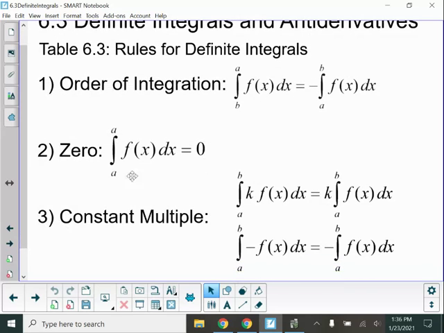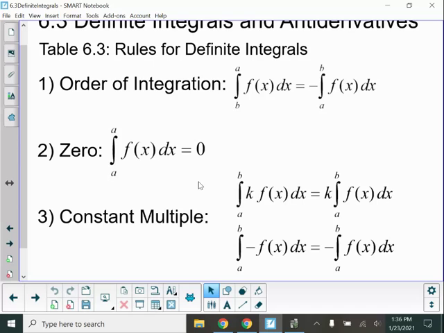The second one is the zero rule. If you have the integral from A to A of any function, that is 0. That means your beginning, your left endpoint, your right endpoint are the same value. The area under the curve has a width of 0, and anything times 0 is going to give you 0. So it doesn't matter what the function is, that integral when you're going from A to A is going to equal 0.